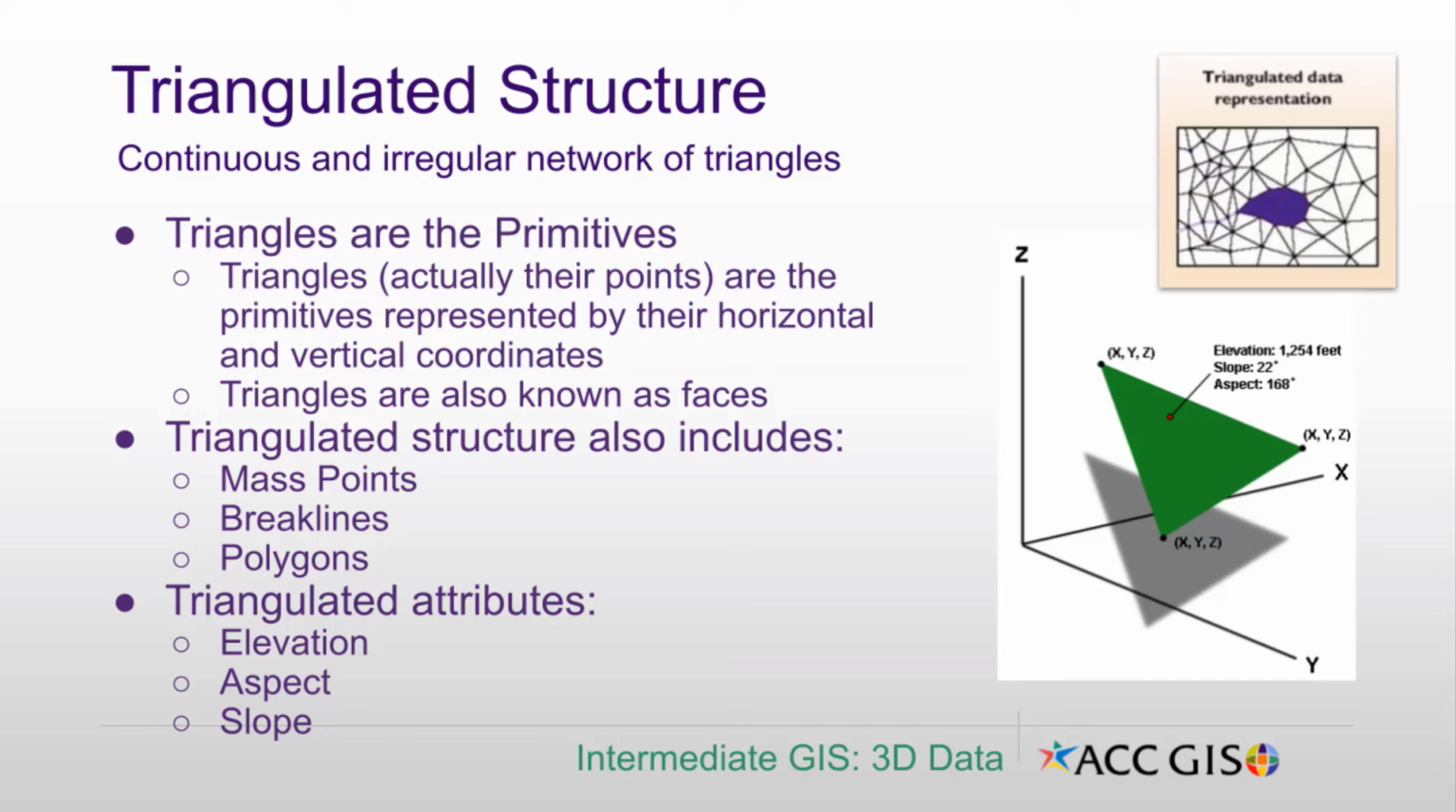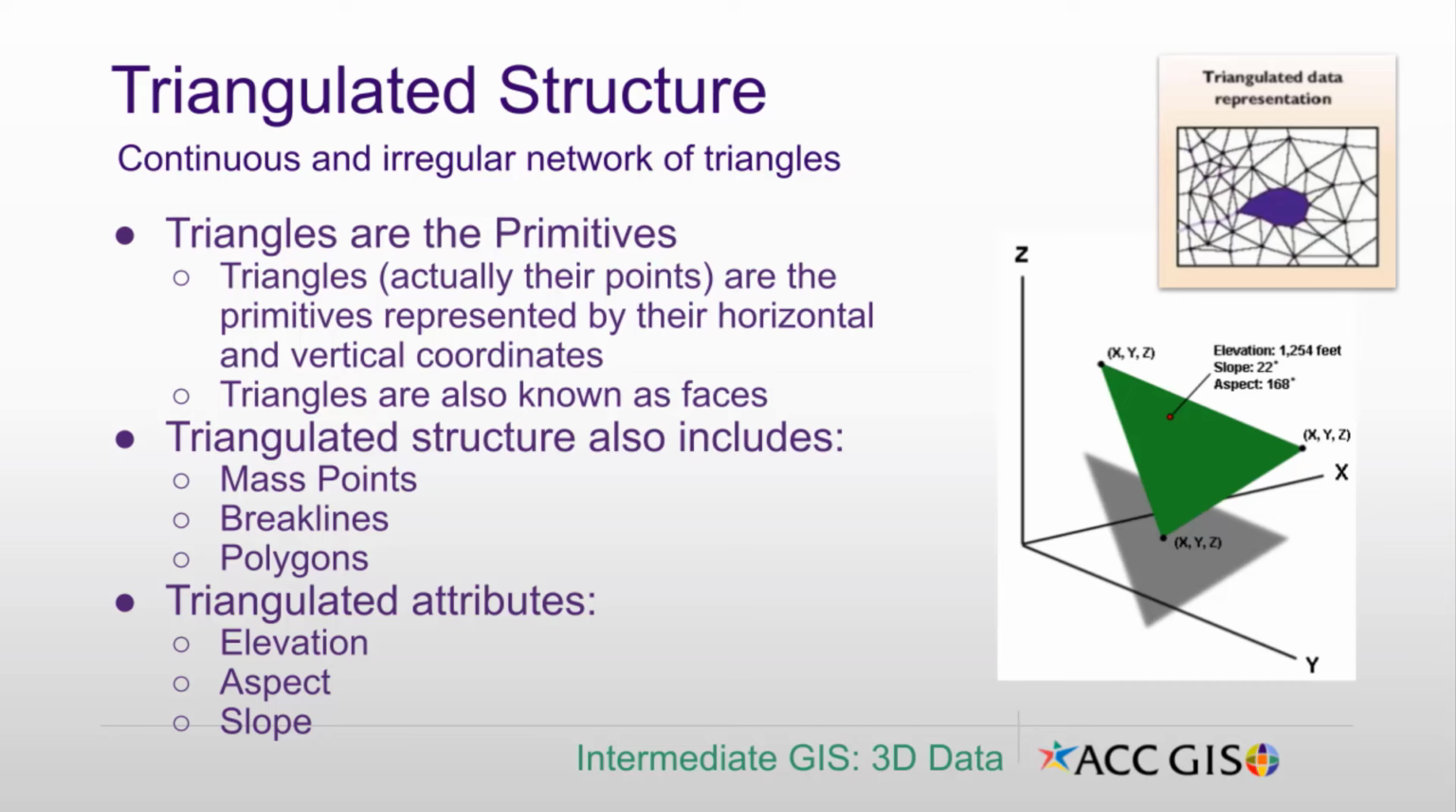Now, if you recall, vector data is structured on points, in which points are the primitive geometry on which points, lines, and polygons are created. Raster data is structured on cells. Cells are the primitives that are arranged in rows and columns to make a continuous raster data set. Triangulated data is structured on triangles.